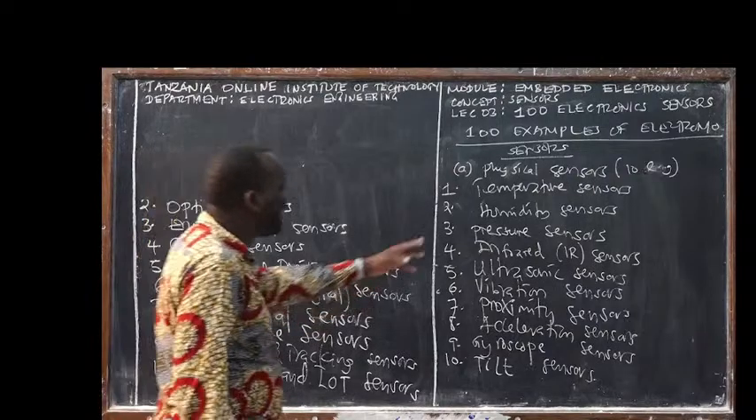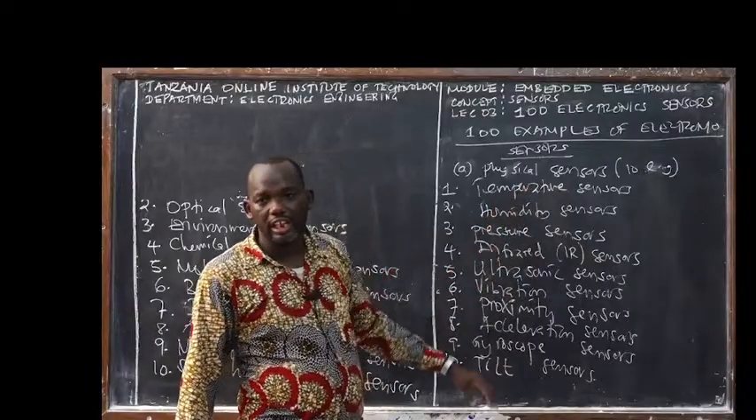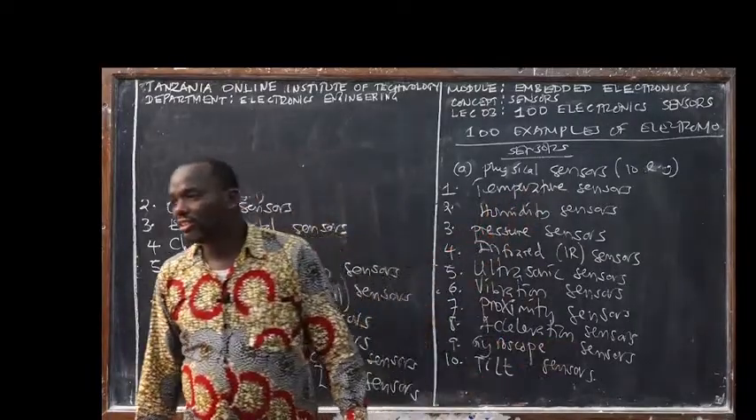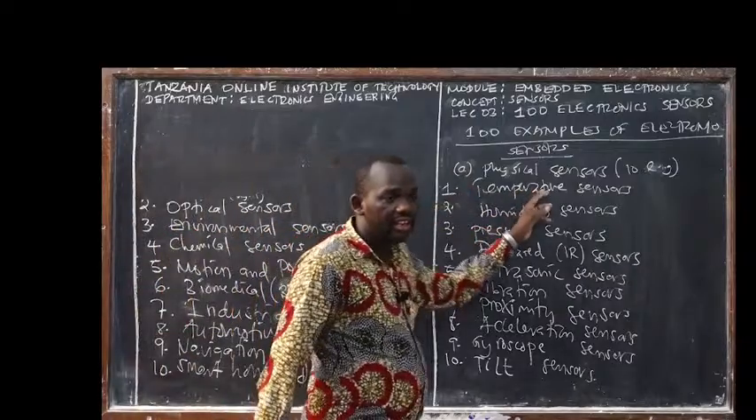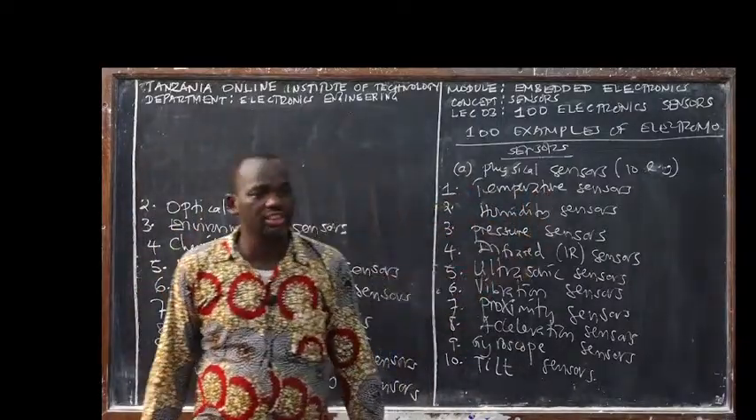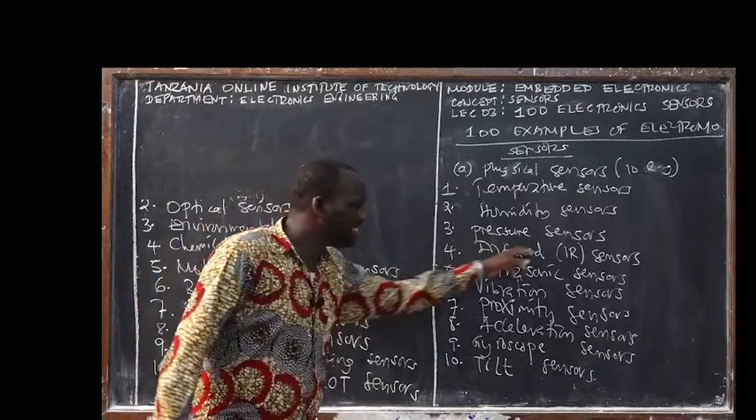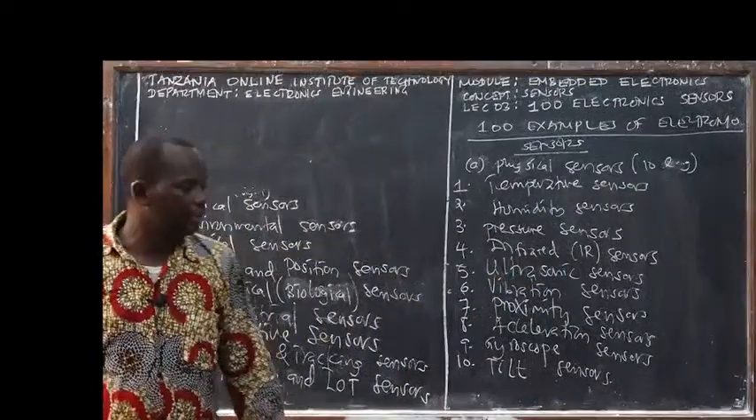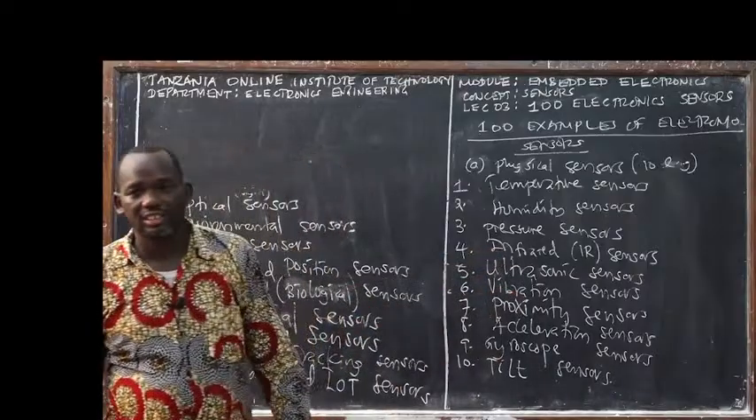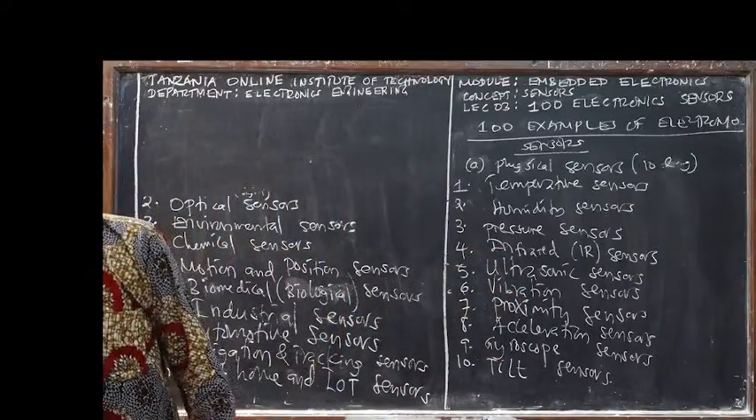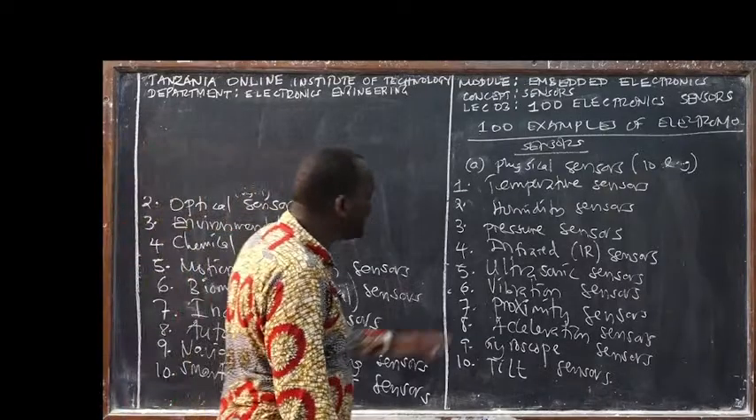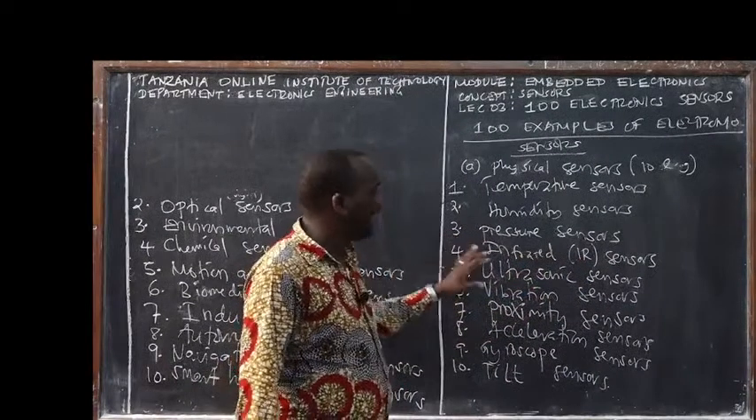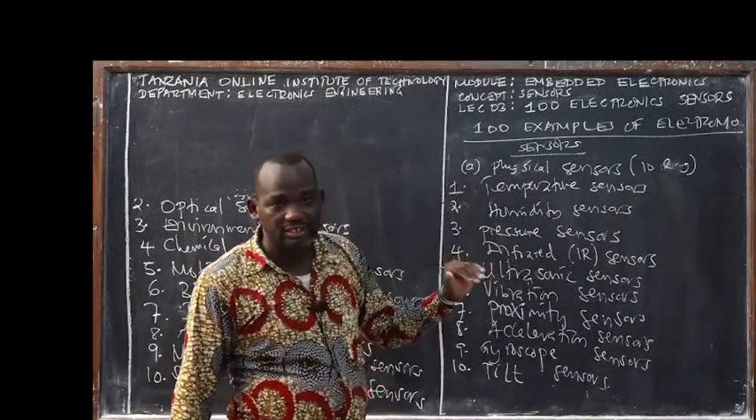So temperature sensor senses what? Temperature. Humidity sensor senses what? Humidity. Pressure sensor senses what? Pressure. Infrared sensor senses what? It senses obstacles. Say obstacle. It senses anything or anybody that can block light.